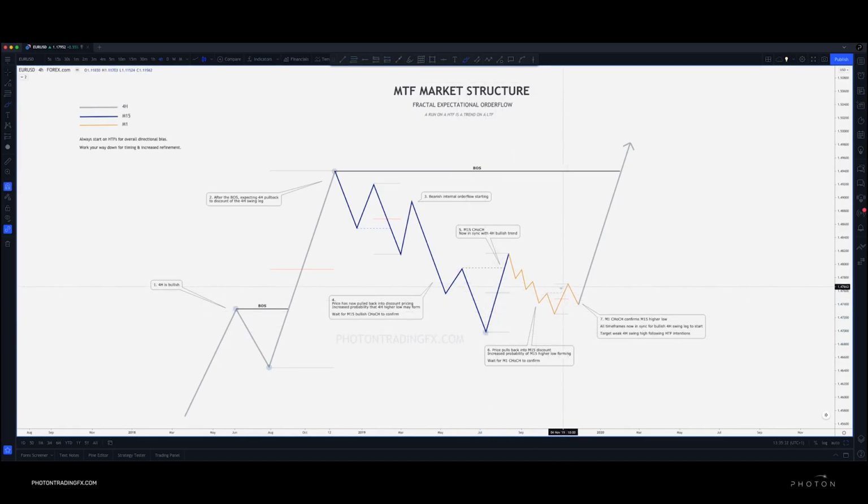Now what can we do? After an M1 break of structure, we expect an M1 pullback. And then we can wait for the M1 to pull back into the discount of the M1 leg, right? Again, giving us even more confirmation, extra refinement. That can now be our first M1 higher low, confirming the M15 higher low, confirming the 4-hour higher low, confirming that the trend is going to stay intact. And now all systems are go to target the weak 4-hour higher high, right?